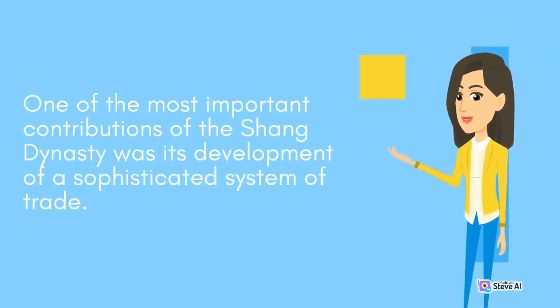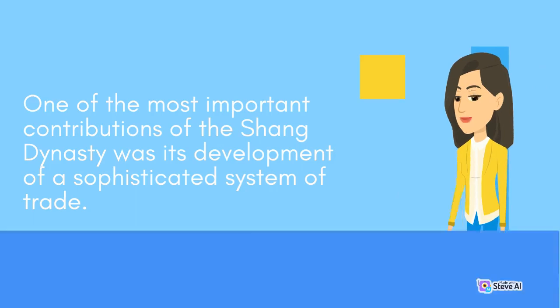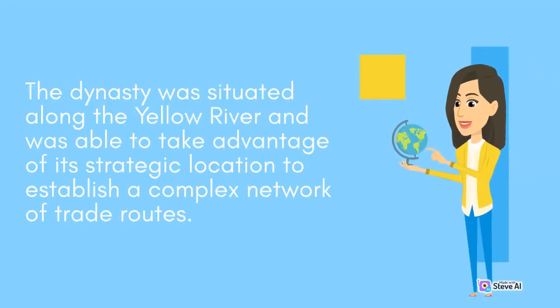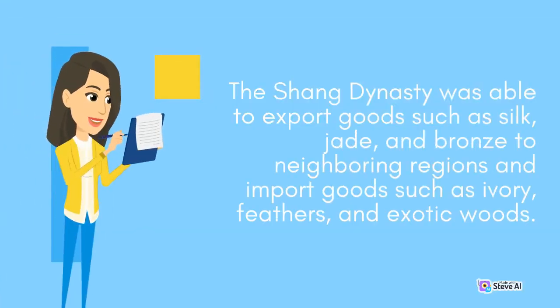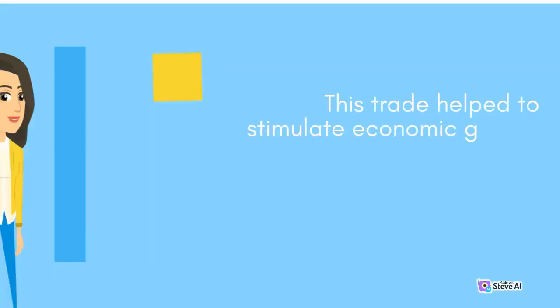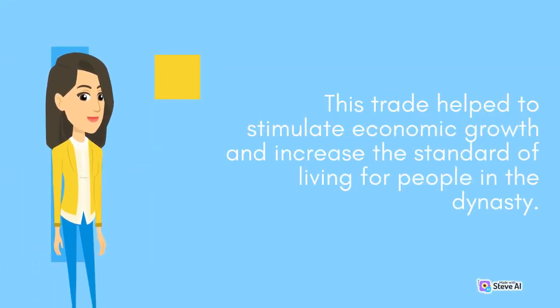One of the most important contributions of the Shang Dynasty was its development of a sophisticated system of trade. The dynasty was situated along the Yellow River and was able to take advantage of its strategic location to establish a complex network of trade routes. The Shang Dynasty was able to export goods such as silk, jade, and bronze to neighboring regions and import goods such as ivory, feathers, and exotic woods. This trade helped to stimulate economic growth and increase the standard of living for people in the dynasty.